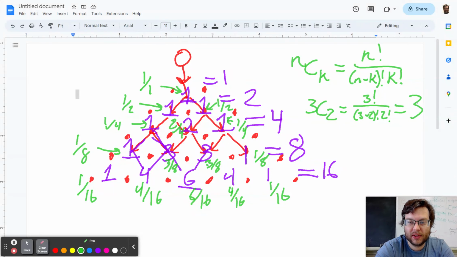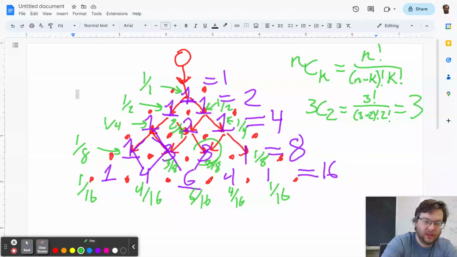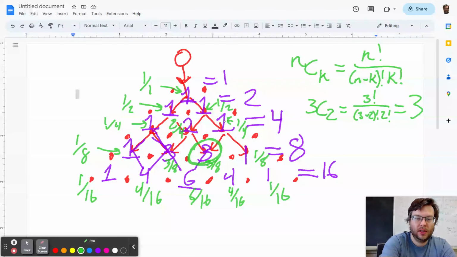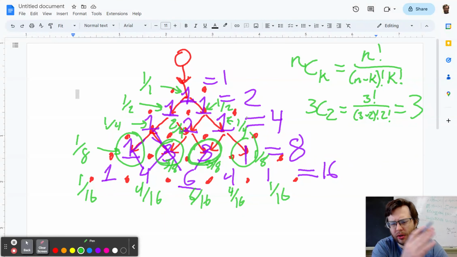This is the coefficient of the table that corresponds to 3 choose 2. This one corresponds to 3 choose 1. This corresponds to 3 choose 0. This corresponds to 3 choose 3. Or you could have read it from right to left order, it'd be the same thing.